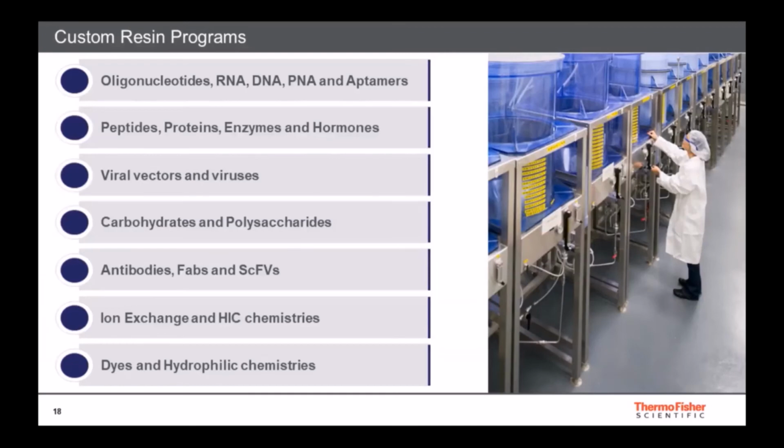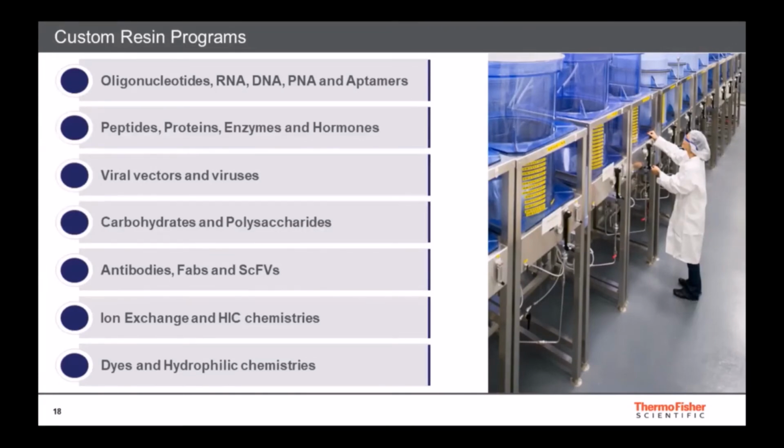And so lastly, I just want to illustrate some of the different programs we've done. We saw some of the things that we're working on with regards to the CaptureSelect pipeline, but overall we've done programs around oligonucleotides, RNA, DNA, PNA, and aptamers, either functionalizing them or using them as the target, and that being the molecule of interest. We've also done things around peptides, proteins, enzymes, and hormones, either functionalizing them or those being the target of interest. We've actually seen a growing interest in functionalized enzymes.